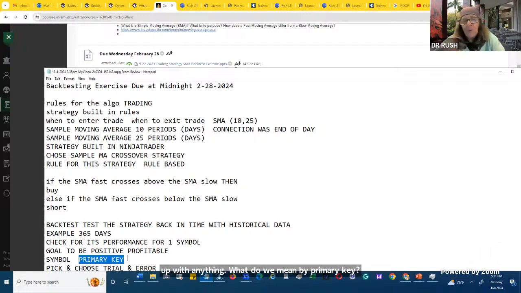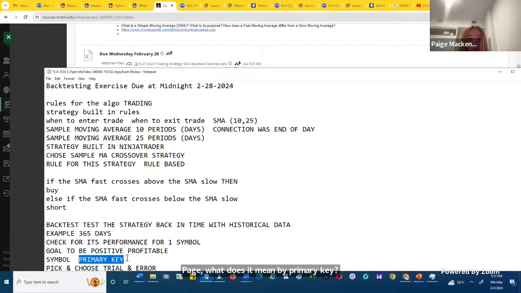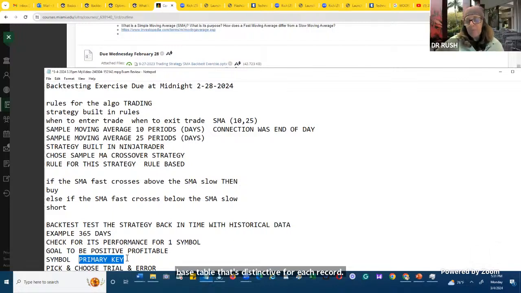Paige, what does it mean by primary key? I'm looking it up right now. It says that it is a column in a relational database table that's distinctive for each record. So what does that mean? I'll tell you what that means, and you'll know exactly what it is, Paige. I don't see your face well, so if you can adjust your camera so I can see you completely.